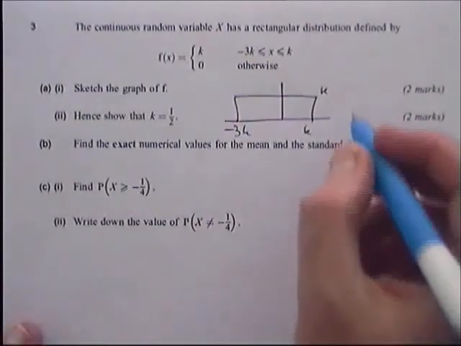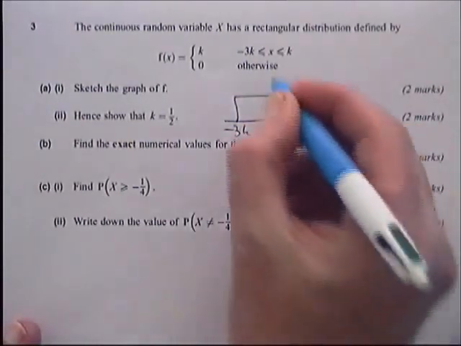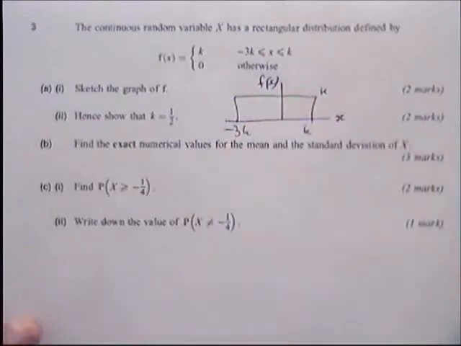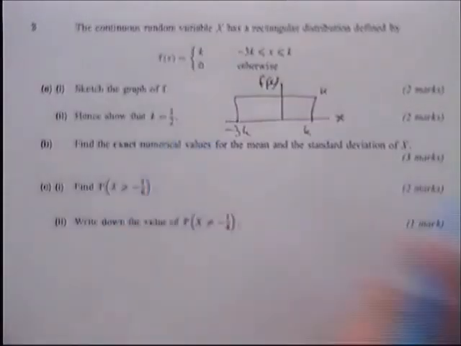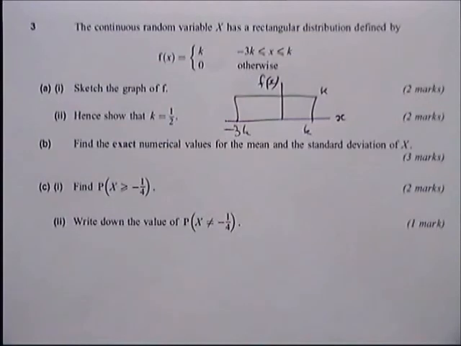Sketch the graph. Well, we've done that. We really need to label the axis, so x down there, f of x up there. Who can tell me how we can find out k? We've got to show that k is a half. How can we find out what k is? The area of that has to be 1.